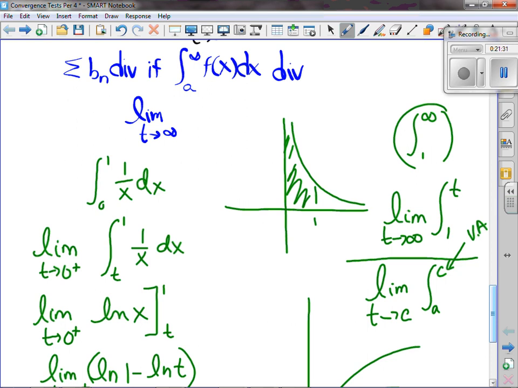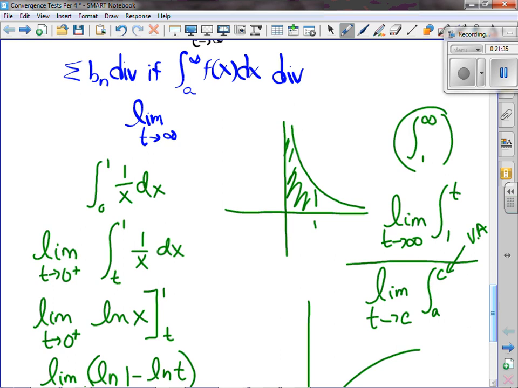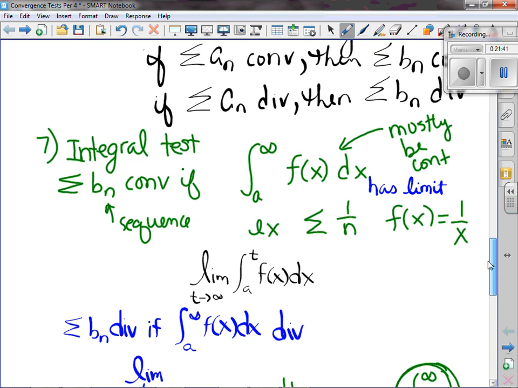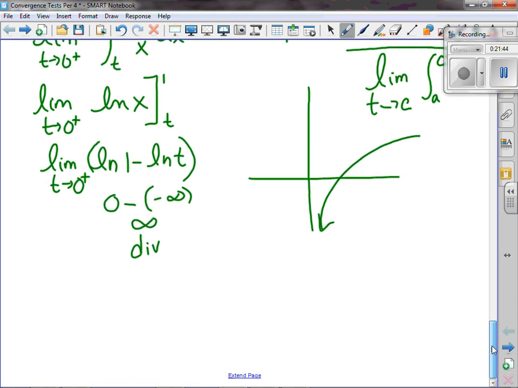You can't use it for the other type of improper integrals. You can for the ones that go like this one. You can use p-series. Okay, so what was that? That was 7. Now those are all the convergence tests for series with positive terms.